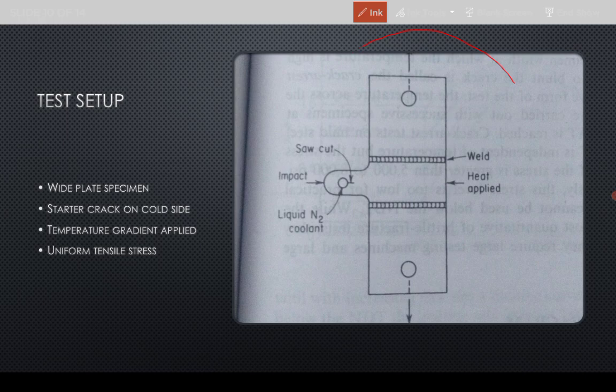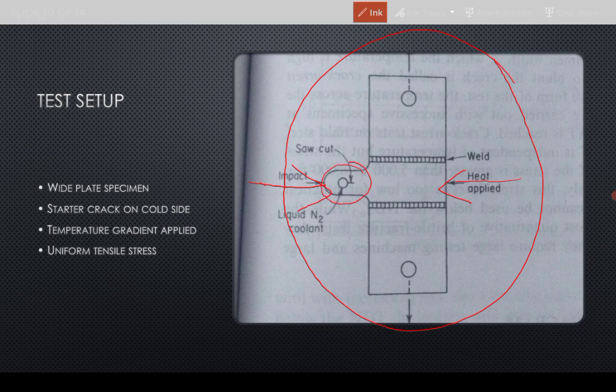So here is the specimen normally used for the Robertson crack arrest test. Here the impact energy is applied on the left side and heat is applied on the right side. A small static crack is present here. A wide plate specimen is used, around 6 inches wide. This is a starter crack.